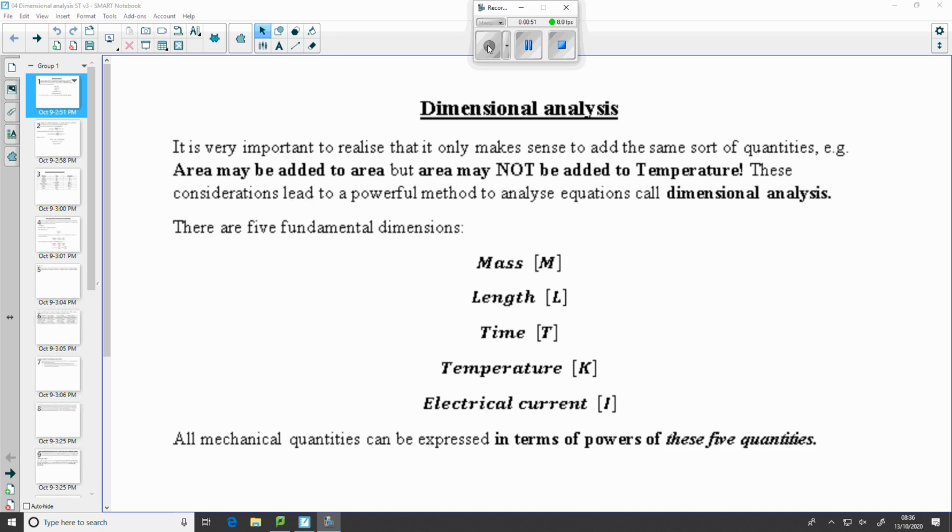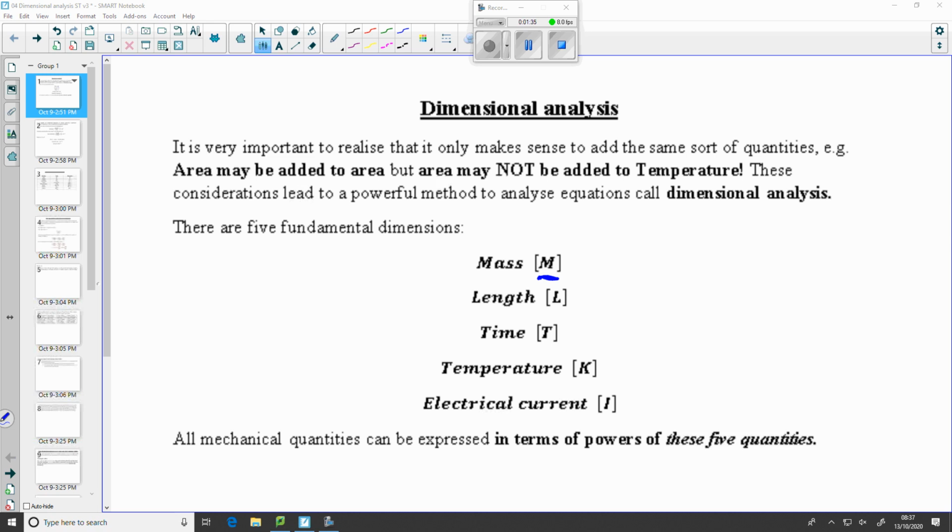There are five fundamental dimensions, and we're talking dimensions here, not units. The dimension of mass is a capital M in brackets. Dimensions of length, L. The dimension of time is T. Temperature, K. And electrical current, I. All other mechanical and electrical quantities can be expressed in terms of powers of these five quantities, so all others are made up from them.